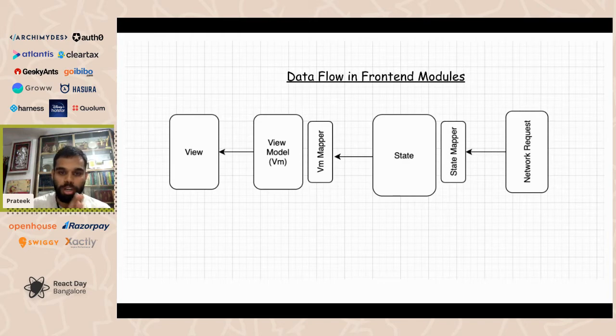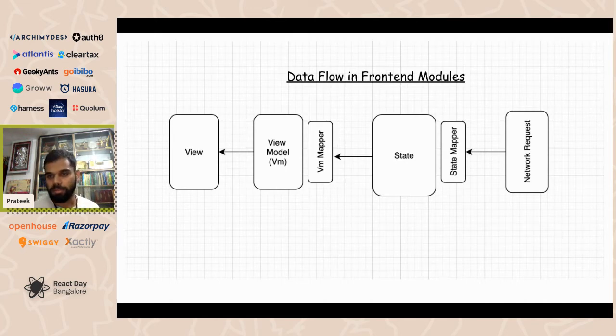Then we have the view model, the VM, and then we have the VM mapper, and then we have the view. Let me explain this with an example. For example, you have a list of orders. These can be the trips if you imagine an app like Ola or Uber, and I have to show these orders on the platform separated by geo regions. That is the requirement, for example.